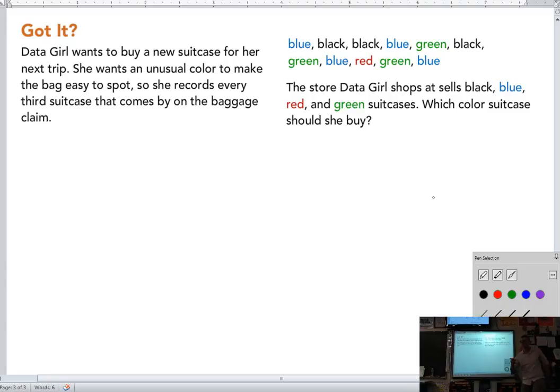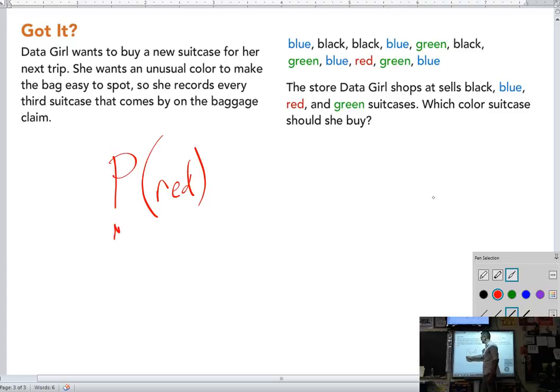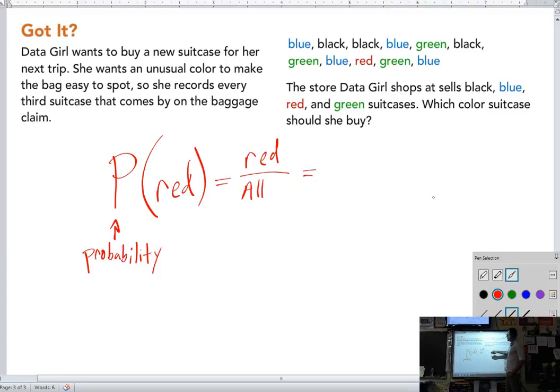And this gives you a small intro into probability. Hey, I need your attention. The reason that Sebastian said red is the probability of choosing red. So you can write probability if you want, but please write P of red. It will be the red over all of them. So Sebastian identified there's only one red. How many were there total?